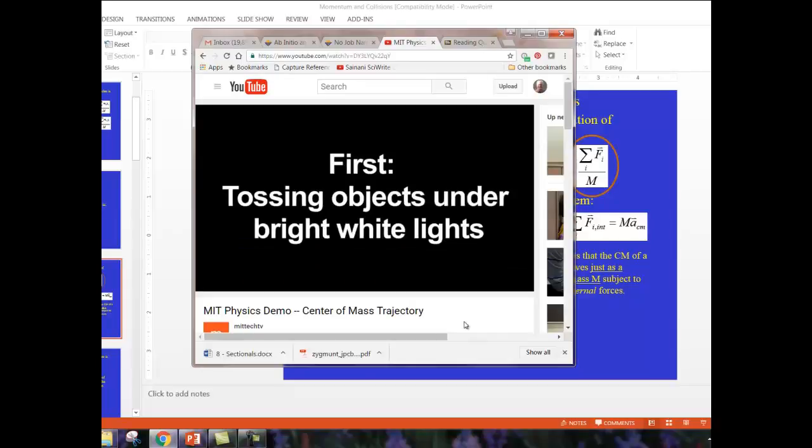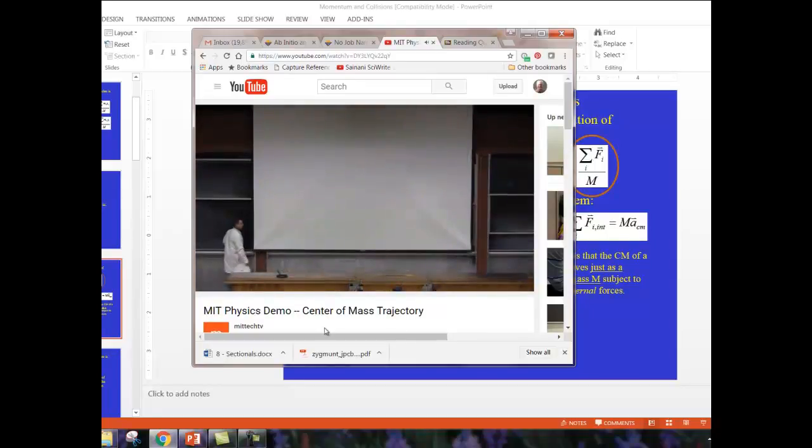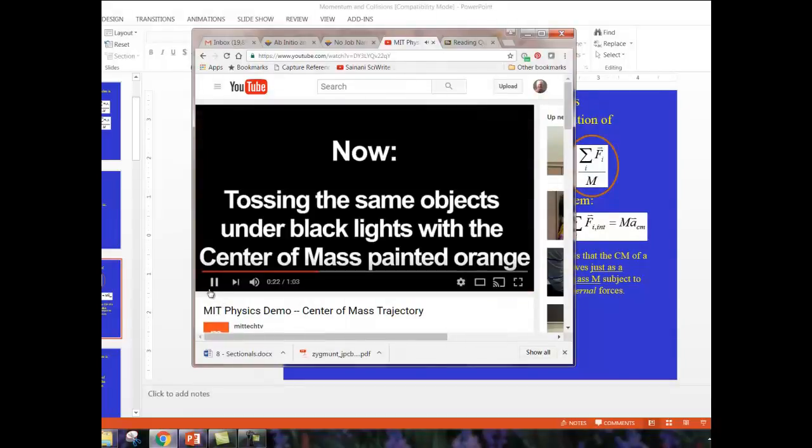Here you can see two professors or two assistants who are tossing objects illuminated just under normal white light against the backdrop of a projector screen. And these are objects that are asymmetrical. Okay, so those objects, as they were moving, you could see that they were wobbling. There was some kind of rotational motion going on as they flew through the air.